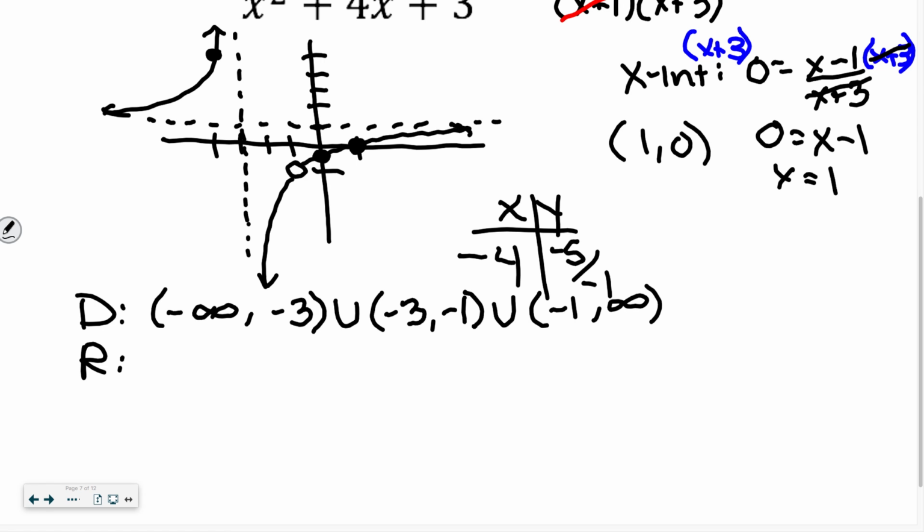All right, what things are restricting your range here? Negative 1, because that's the y-coordinate of your hole. We went down 1, so there is no graph at negative 1, left or right. And the other thing that's restricting our range is our horizontal asymptote at 1. So we would do negative infinity to negative 1 in union with negative 1 to 1 in union with 1 to infinity.